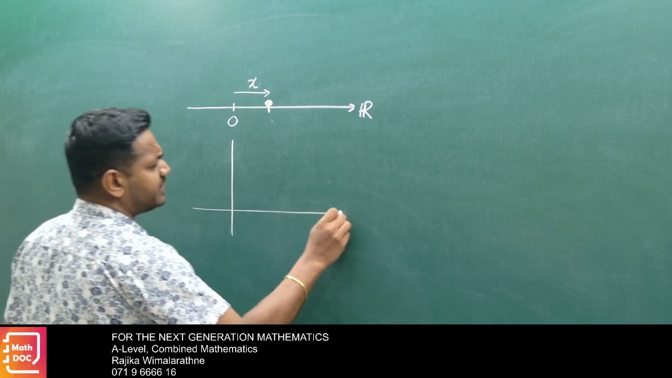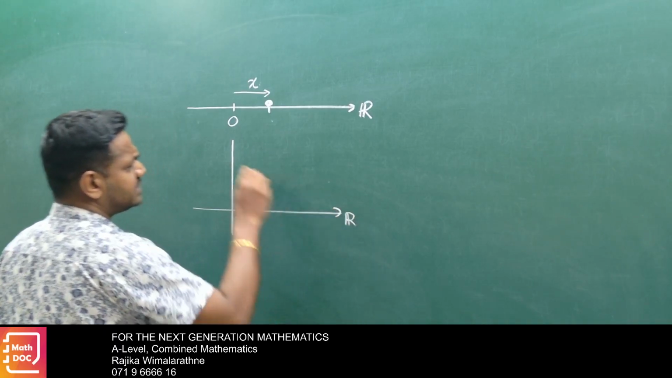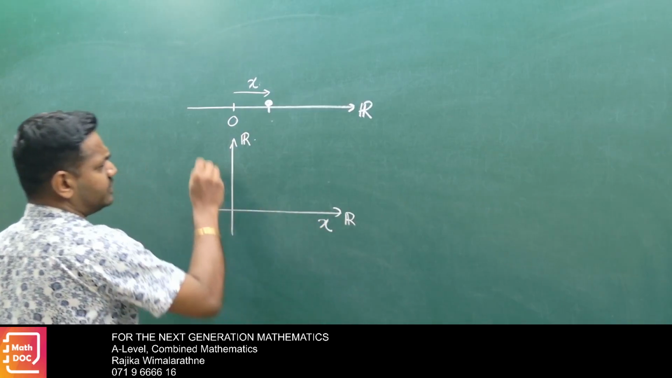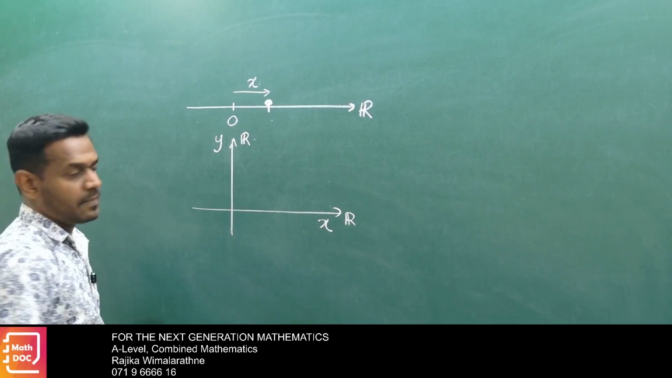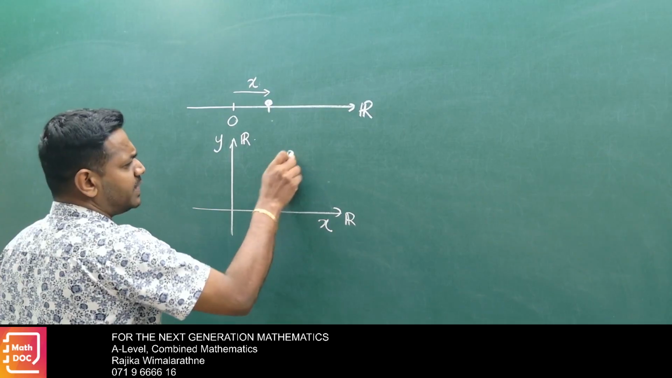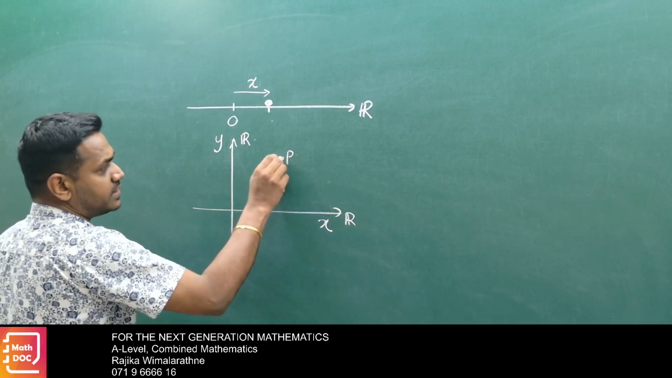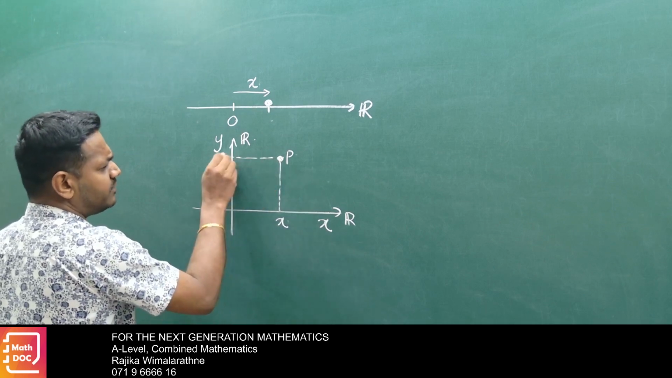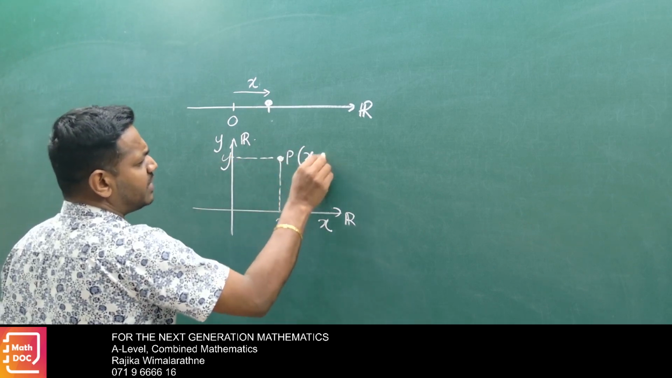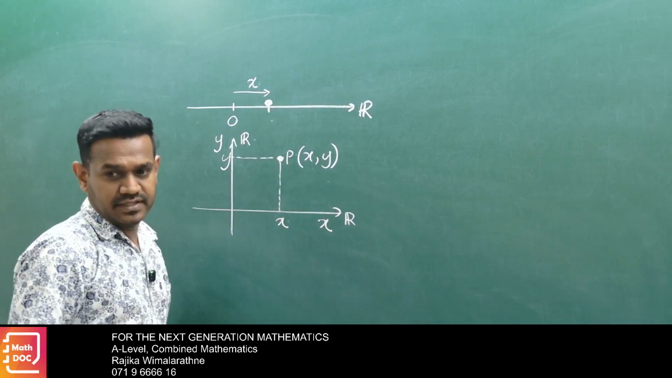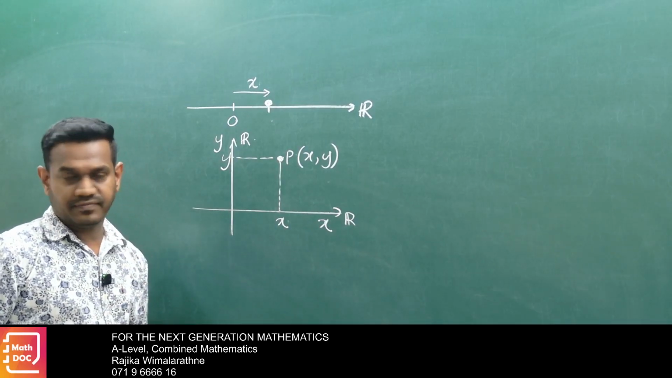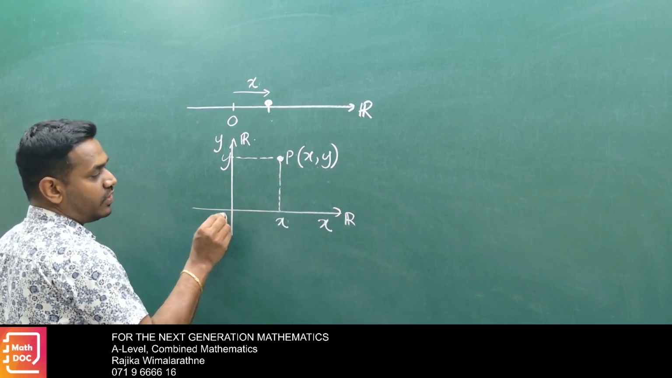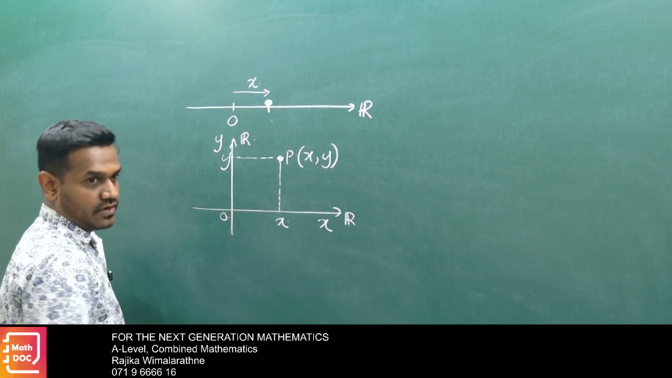You consider a two-dimensional plane, with one real axis and another real axis. Usually we say this one is the x-axis and this one is the y-axis. Then when you consider a point P, the position we can denote by the x coordinate and y coordinate, no? Here x comma y we call Cartesian coordinates. So here P is x comma y. And O is the origin, 0 comma 0.